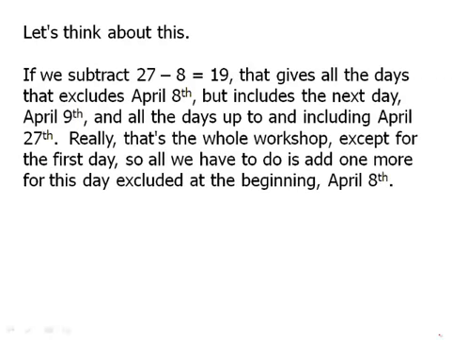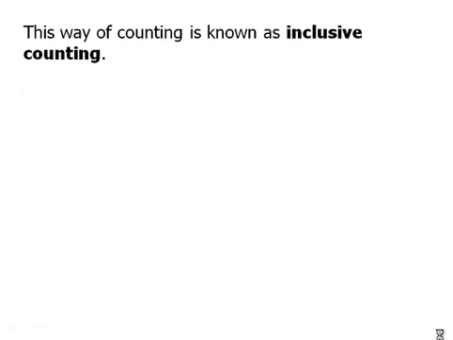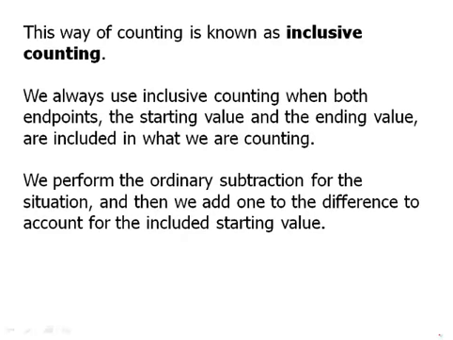So all we have to do really is just add one more for this excluded day at the beginning. So the workshop was 27 minus 8, which is 19, plus 1, which is 20. It was 20 days long. This way of counting is known as inclusive counting. We always use inclusive counting when both endpoints, the starting value and the ending value, are included in what we are counting. We perform the ordinary subtraction for the situation, then we add 1 to the difference to account for the included starting value.